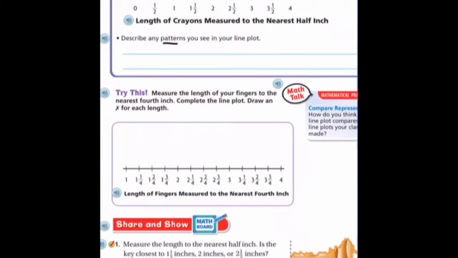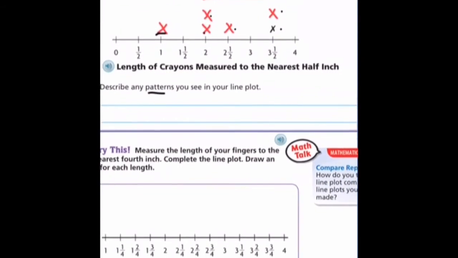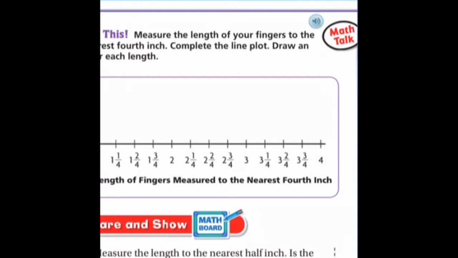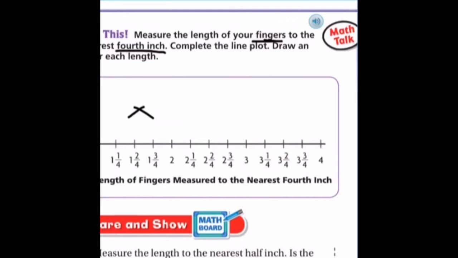After you've done measuring your own crayons or my crayons, then you're going to try this. Measure the length of your fingers to the nearest 1/4 inch and complete the line plot. Draw an X for each finger. Your thumb counts as a finger, so all of us in this classroom have 10 fingers. So you should have 10 X's in here somewhere.